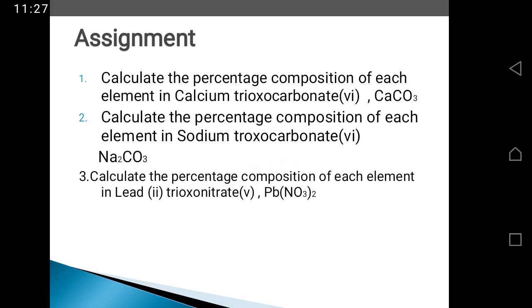This will be your assignment, your take home. Calculate the percentage composition of each element in calcium trioxocarbonate 4, CaCO3. Calculate the percentage composition of each element in sodium trioxocarbonate 4, Na2CO3. Calculate the percentage composition of each element in lead 2 trioxonitrate 5, Pb(NO3)2.